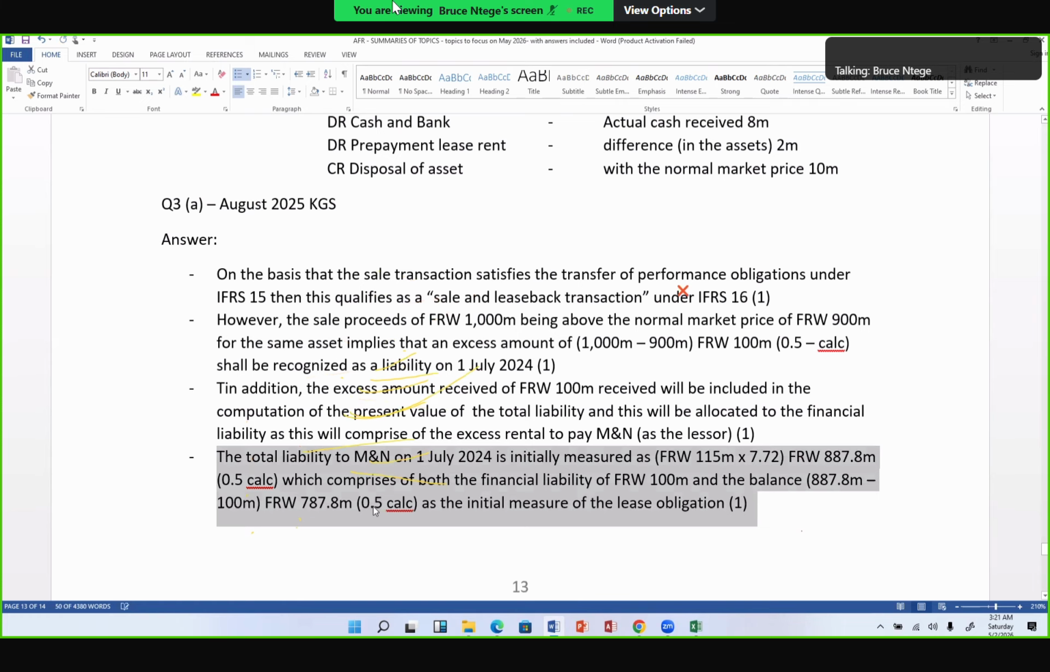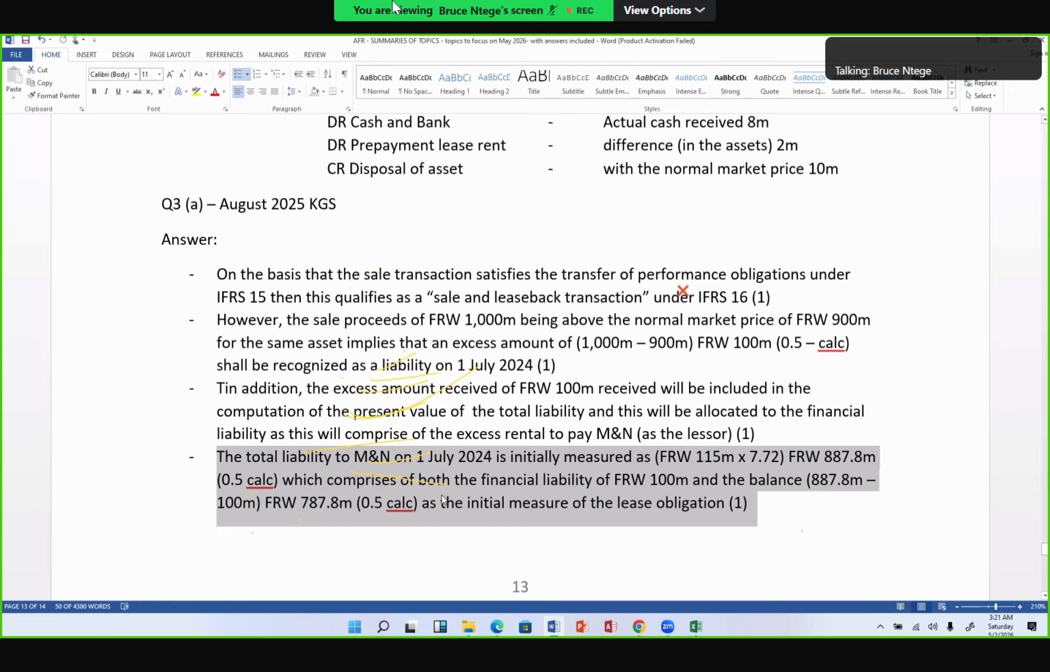1 mark for the principal statement. In principle, you've said what you have a total liability to recognize, and you've said that that total liability has 2 lines. One, the financial liability under IFRS 9. By the way, the financial liability is IFRS 9. Then the lease obligation is under IFRS 16. That statement is a mark. But in the process, you've calculated the 878 and the 787. The 887 and the 787. Those two give you calculation marks.